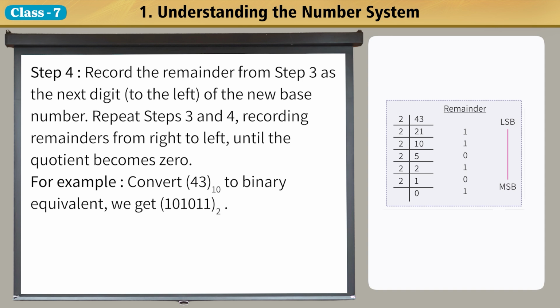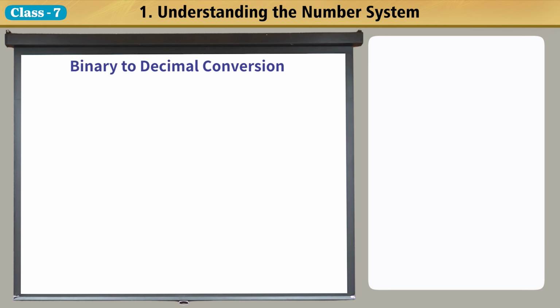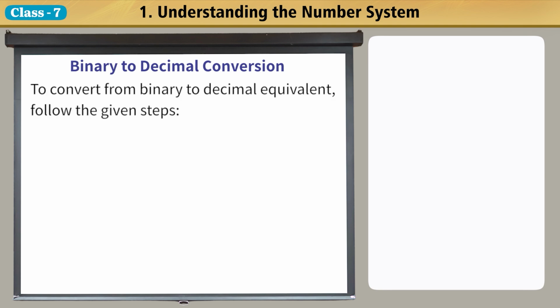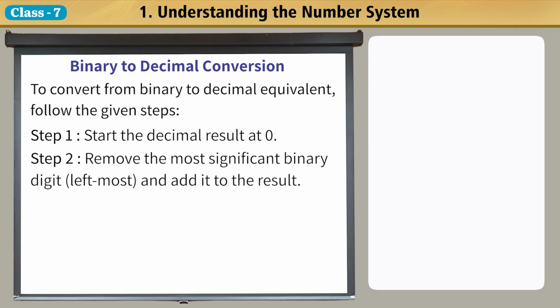For example, convert 43 sub 10 to its binary equivalent, we get 101011 sub 2. Binary to decimal conversion. To convert from binary to decimal equivalent, follow the given steps. Step 1. Start the decimal result at 0. Step 2. Remove the most significant binary digit, leftmost, and add it to the result.